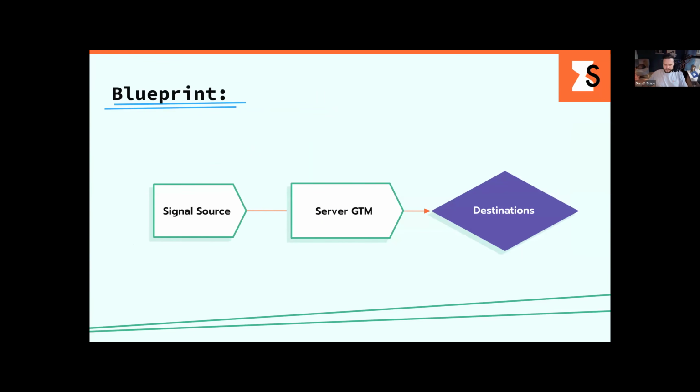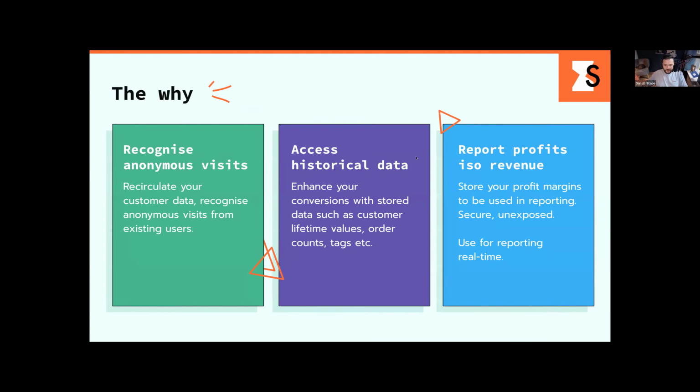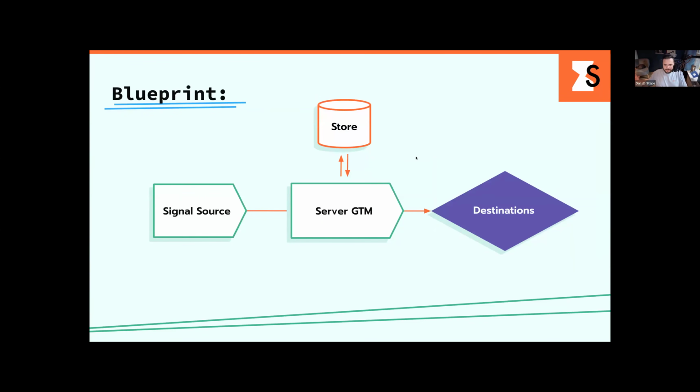The blueprint of it, just for some visual aid, is fairly simple. We have a storage right there, talking to your server GTM. Again, you can read and write, and you can then utilize that data to send it to any destinations your tracking infrastructure does. So think Facebook, Google Ads, any ads cabinet you're sending signal to.